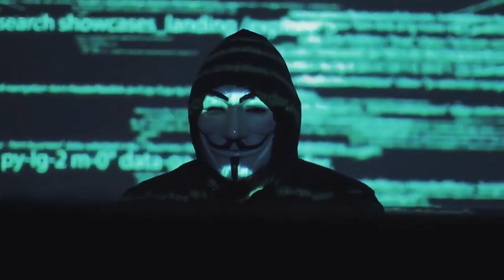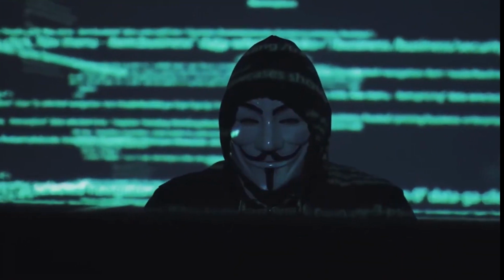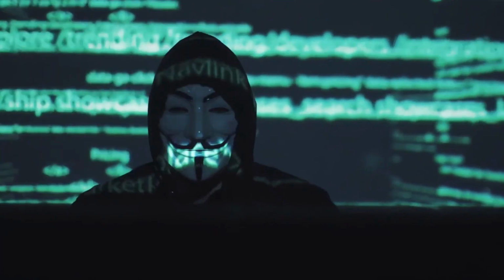Let's see some process and properties of solving problem by searching. The process consists of the following steps. The first one is define the problem. The second one is analyze the problem. The third one is identification of possible solutions. The fourth one is choosing the optimal solution. And the last one is implementation of the solution. This was the process of solving problem by searching.